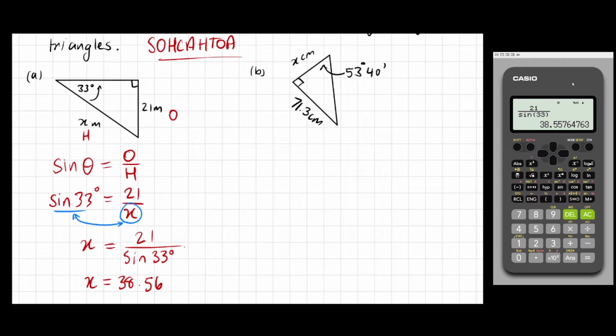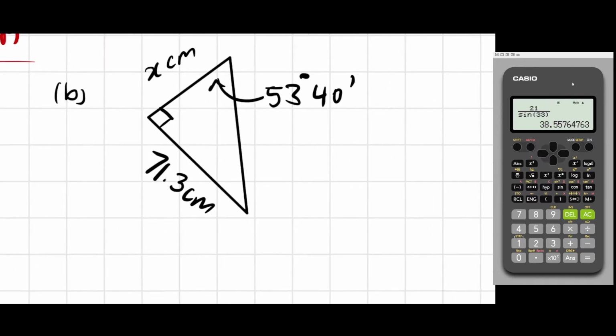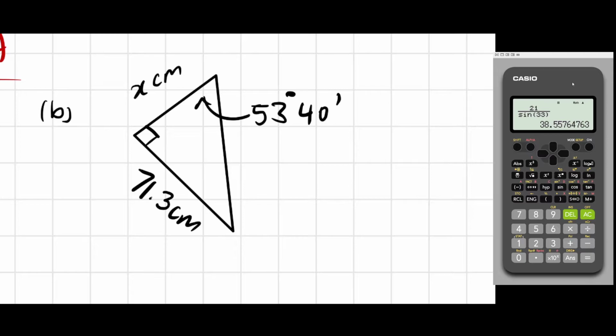38.56, and that's going to be meters. Okay, let's do the same thing for the other one now. Now, what you'll notice in this other triangle, I might just zoom it in really quickly, is we've got a 50 degrees, and we've got this other guy over here.